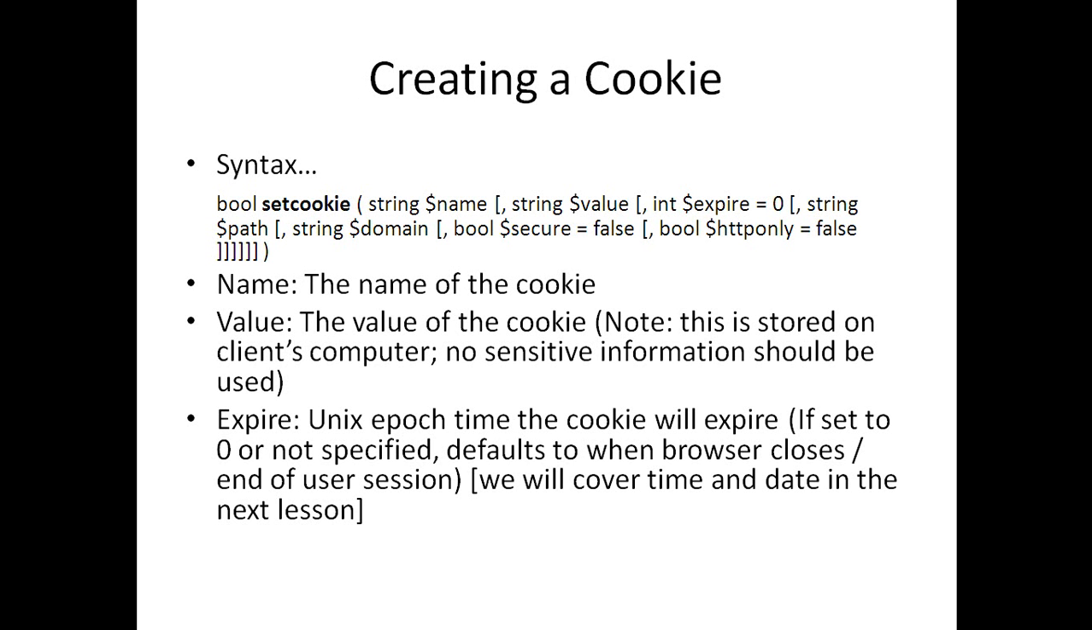Here's how to create a cookie. You use the setcookie command. It returns a boolean. You pass it the name of the cookie, the value of the cookie, its expiration as a Unix epoch time, and the path and domain of the cookie, which I'll talk about in a second. Plus, you have the secure boolean and the HTTP only boolean, which I'll mention in the next slide.